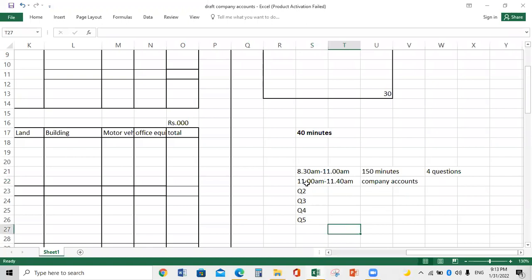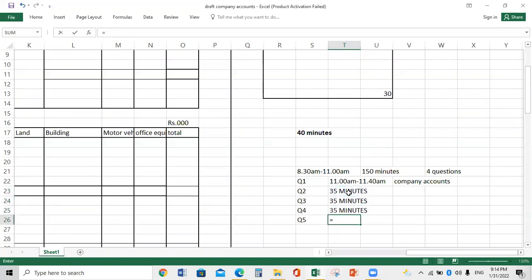So see here. First question, that is company accounts. You will be doing it 11 a.m. to 11:40. That will be your first question. Then question 2, question 3, question 4, question 5, you will be taking only 35 minutes for each question. Each question, only 35 minutes.